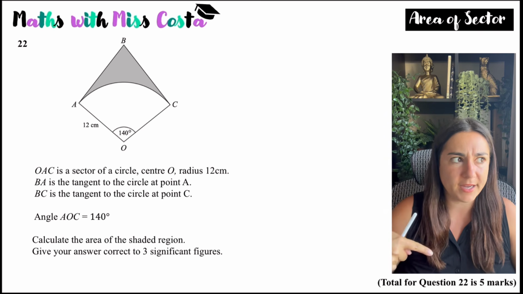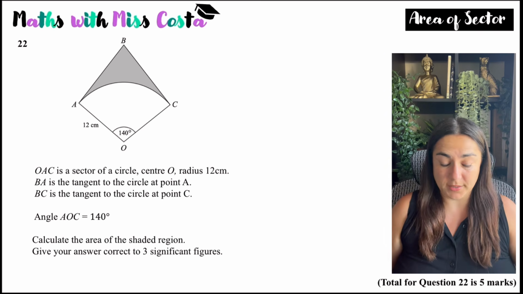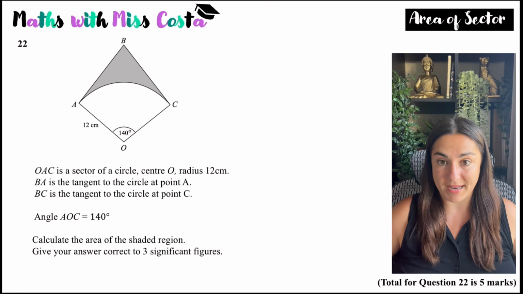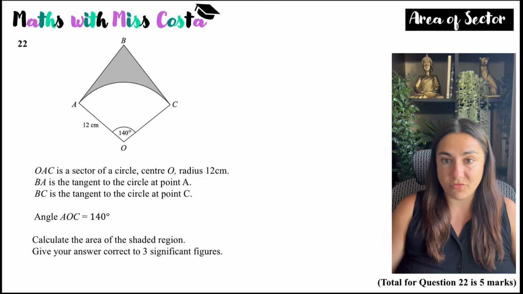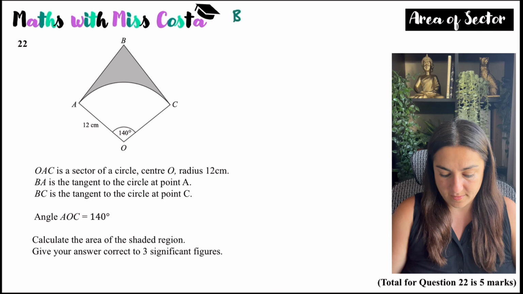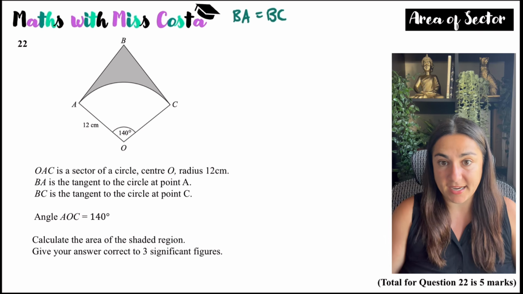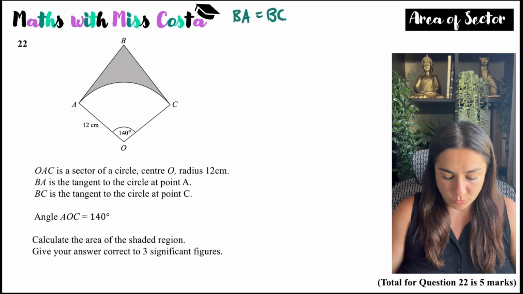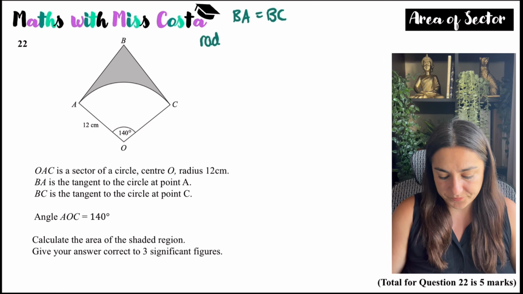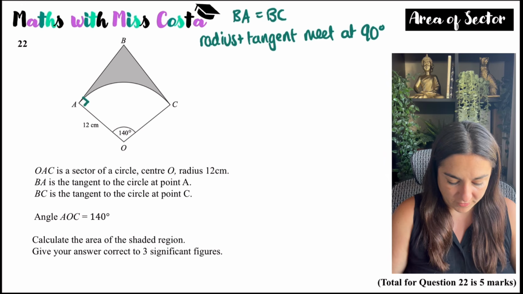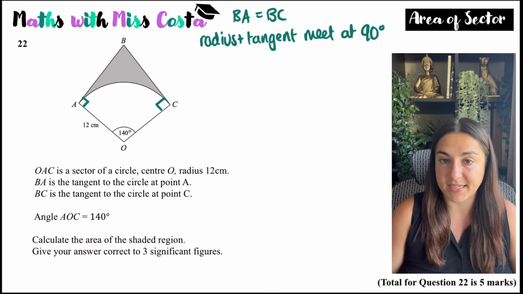So already I should be thinking, okay, well, I know that two tangents from the same point are the same length. I also know that a tangent and a radius meet at 90 degrees. So I know that BA must be the same size as BC because 2 tangents from the same point are equal in length. That's a circle theorem. And then I also know that a radius and tangent will meet at 90 degrees. So I can already start filling in some information there, even if it's not 100% necessary.